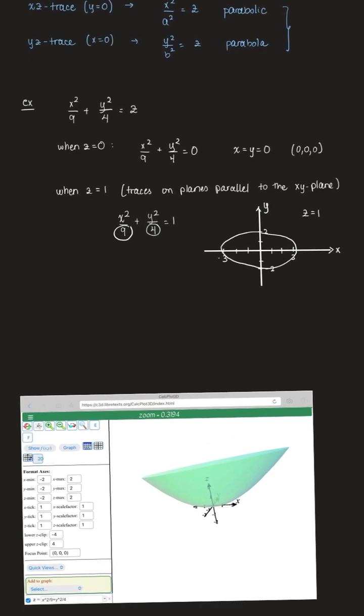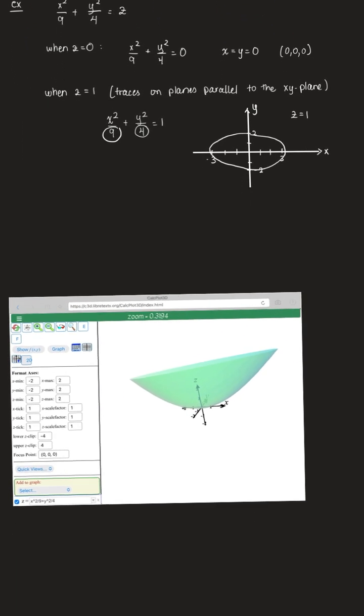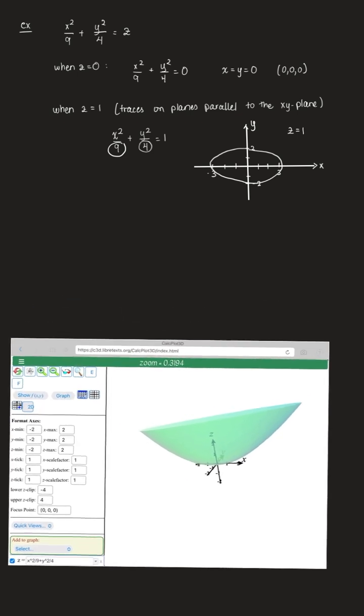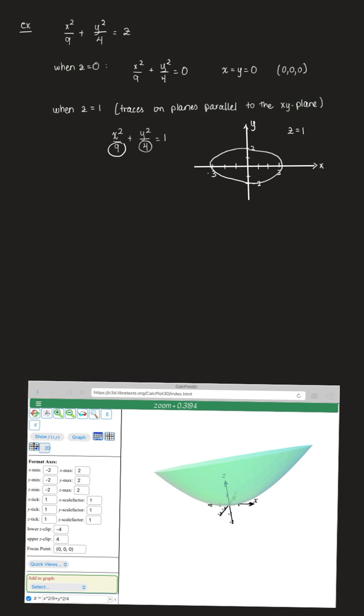Okay, let's take a look at what happens if we increase z a little bit and maybe give it an altitude of 2. See what happens again on a plane parallel to the xy plane, but when z is equal to 2. So when z equals 2, we're going to have x squared over 9 plus y squared over 4 equals 2. I'm going to divide both sides of the equation by 2 so that we have an ellipse in standard form. And we get x squared over 18 plus y squared over 8 is equal to 1.